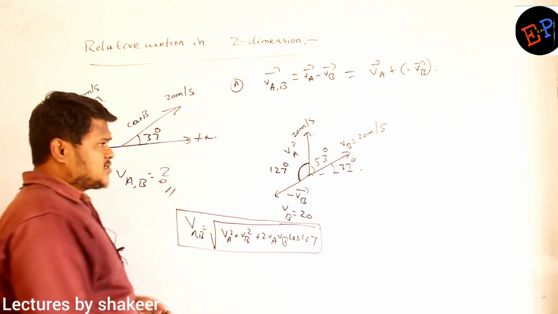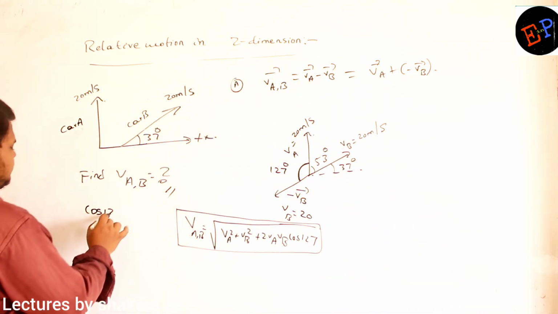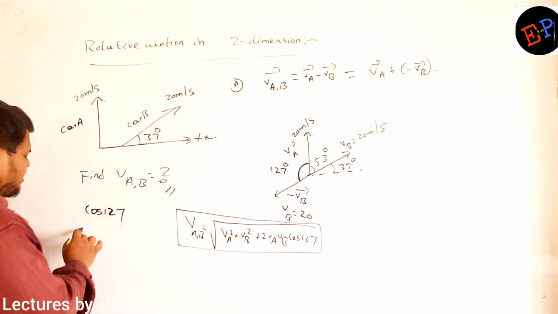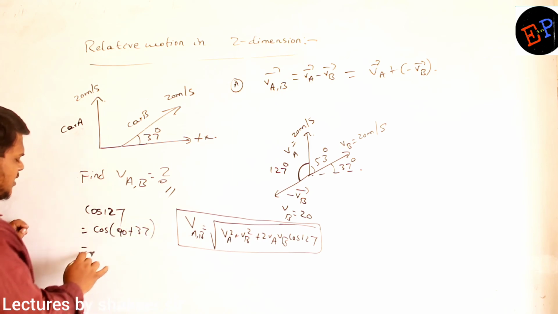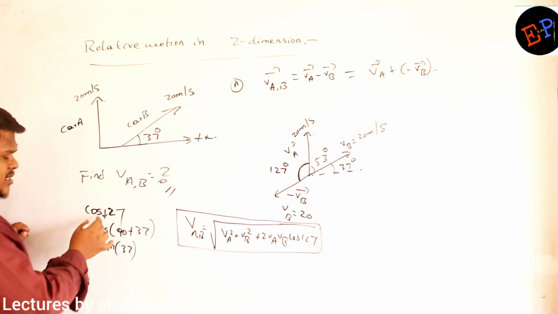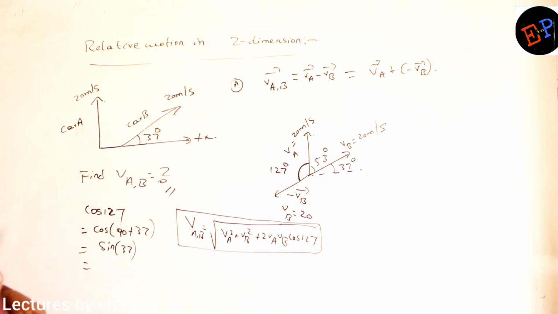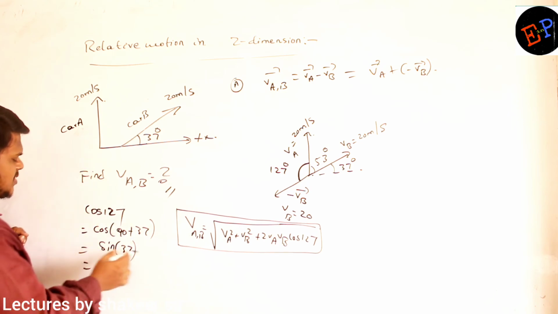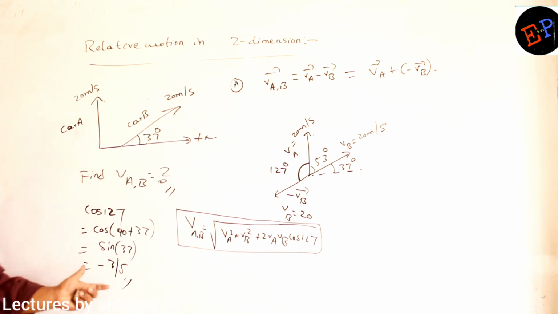Now let us see how much is cos 127. Cos 127 can be written as cos of 90 plus 37. It is in multiples of 90, so it converts into sin 37. And it is present in the second quadrant. In the second quadrant, cos value is negative. All silver tea cups. Sin 37 value is 3 by 5, so minus 3 by 5. Understood now why we are taking minus 3 by 5? Because cos is negative in the second quadrant, and sin 37 is 3 by 5.